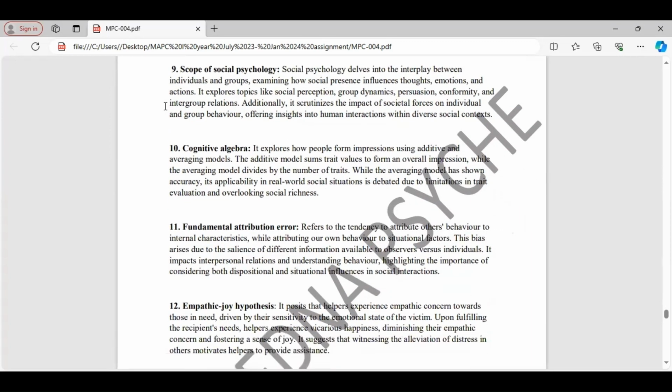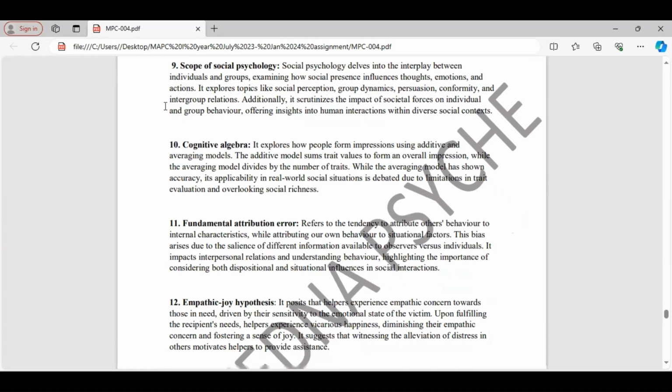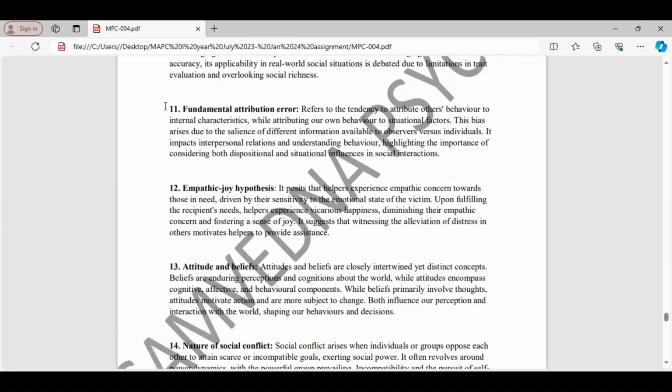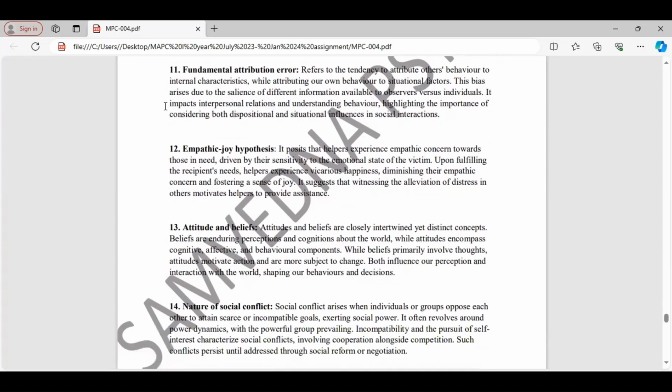Question 10, cognitive algebra. It explores how impressions are formed using the additive and averaging model, and then just in one sentence each, explain these two models. Question 11, fundamental attribution errors. This is the tendency to attribute someone else's behavior to the internal characteristics and our own behavior to situational factors. You have to discuss about this briefly.